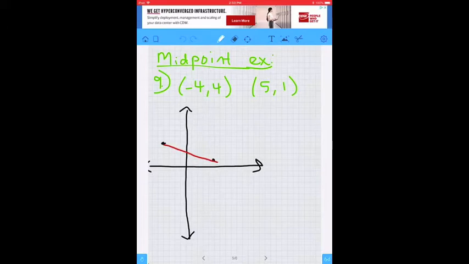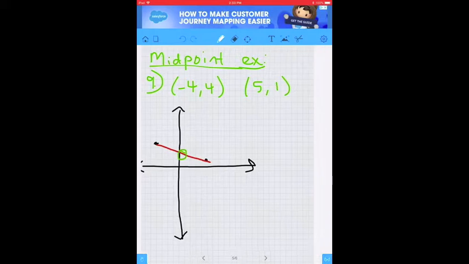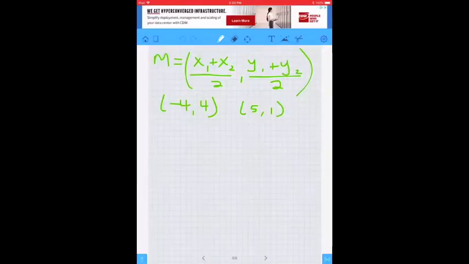And I've gone ahead and drawn this on a graph here, and you guys can kind of see that our midpoint is kind of in this area here. However, we're not really sure what point exactly that is, and it could be a decimal or a fraction answer. So we're going to use the midpoint formula to make sure that we find the exact answer here, okay, and not just a guess or an estimate.